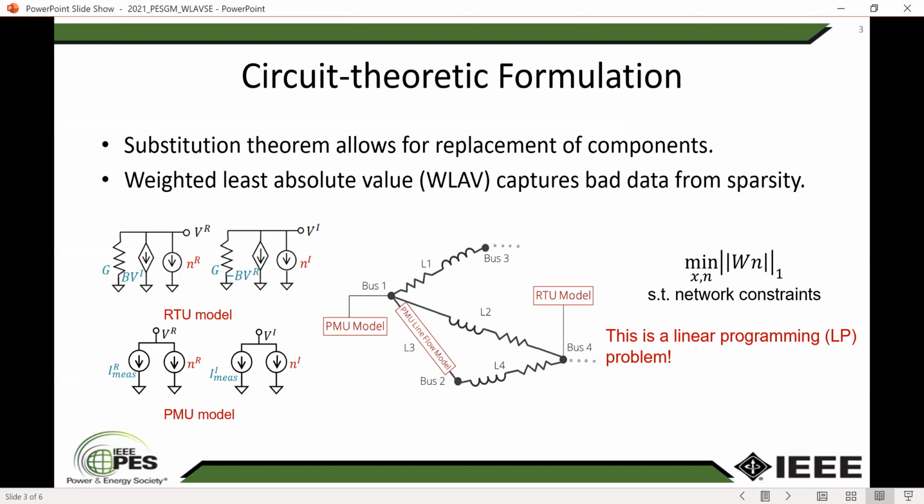And with this linear circuit, we can then formulate a convex state estimation problem by minimizing the weight-least absolute value of the noise terms, subject to network balance equations at all buses. This is a robust state estimation because, by assuming that bad data are sparse, the use of the L1 norm enforces a sparse vector of noise terms to capture the bad data. Also, since network constraints of a linear circuit are all linear constraints, this problem is a linear programming problem. It has a convex nature.